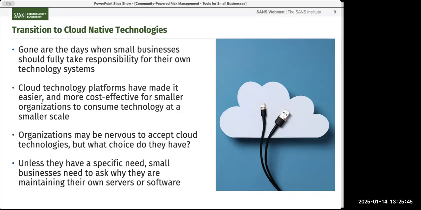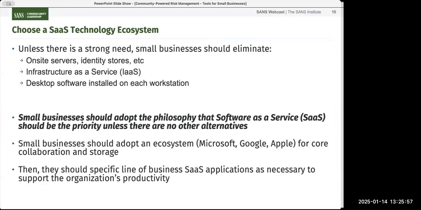So said a different way, unless you've got a very specific need, I don't know that a small business should have their own servers or software or things that they're specifically supporting. In fact, let me just be really specific. If I had a friend asking me as a small business owner, should I have on-site servers? Should I have on-prem identity stores? Should I have infrastructure as a service? Should I have Azure or AWS as a CSP? Should I have desktop software even installed on every workstation? My general answer is going to be no.